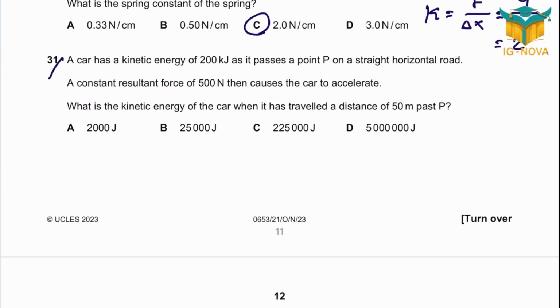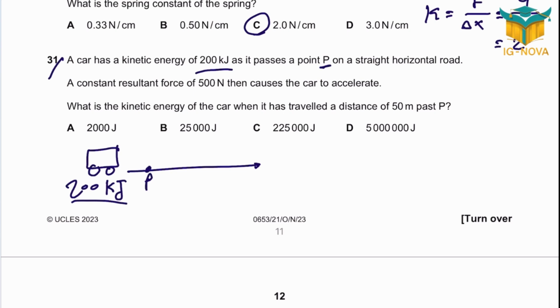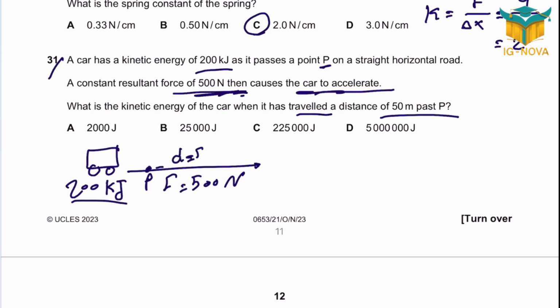Question 31. A car has a kinetic energy of 200 kilojoule. A car here has 200 kilojoule as a kinetic energy. As it passes point P, here is a point P, on a straight horizontal road, a constant resultant force, 500 Newton, then causes the car to accelerate. We have here force applied equal to 500 Newton. And what is the kinetic energy of the car when it has traveled the distance 50 meters past P? After P, there is a distance 50 meters, applying this force.